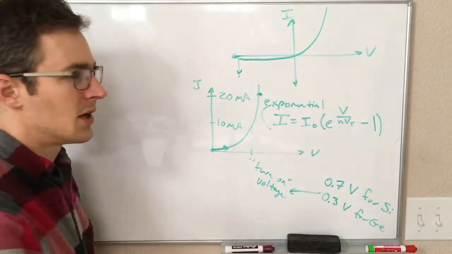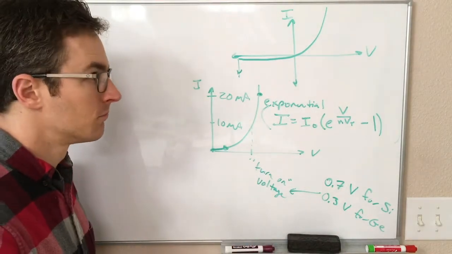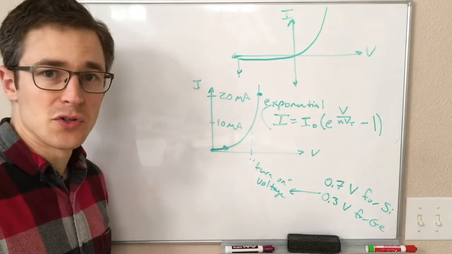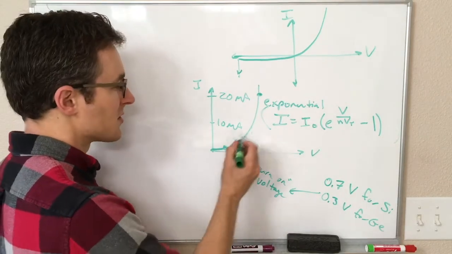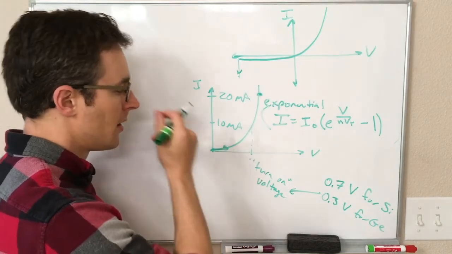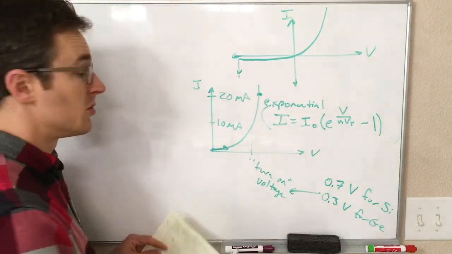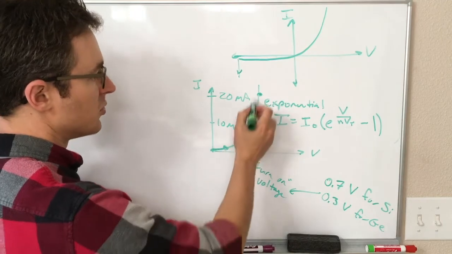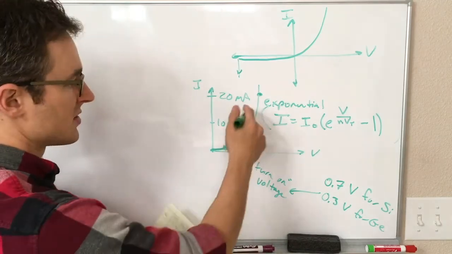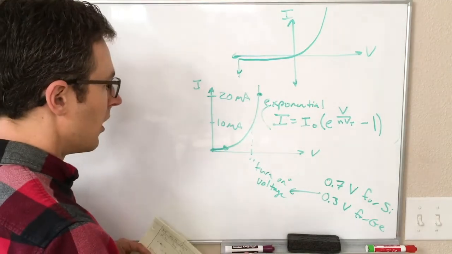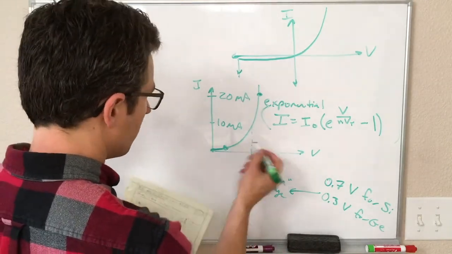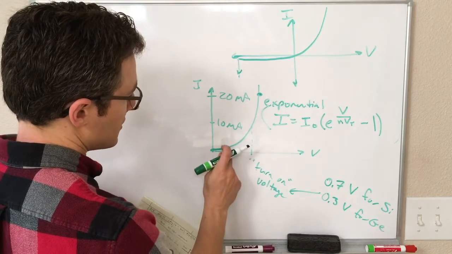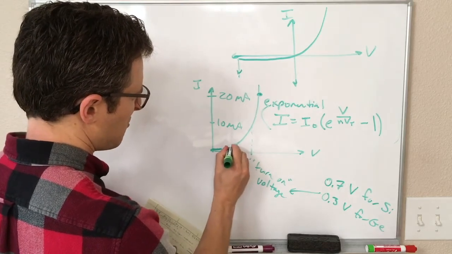If our diode is under some conditions of voltage and current in the circuit, it is experiencing some point along this graph, right? So there's some relationship between the voltage and the current, and that is going to give us a particular point on this graph. So let's say we have a point like here.